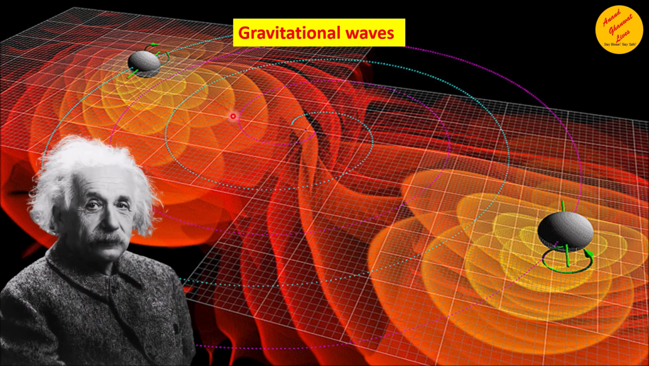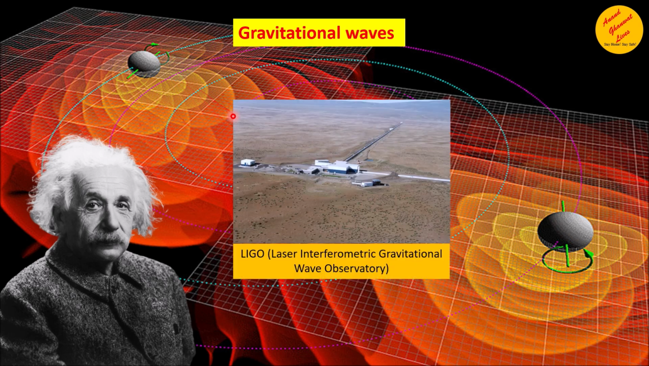Albert Einstein first predicted their existence in 1916. These waves are very weak, and it is very difficult to detect gravitational waves. So scientists have constructed an extremely sensitive instrument and observatory called LIGO, the Laser Interferometric Gravitational Wave Observatory, which is situated in the United States.